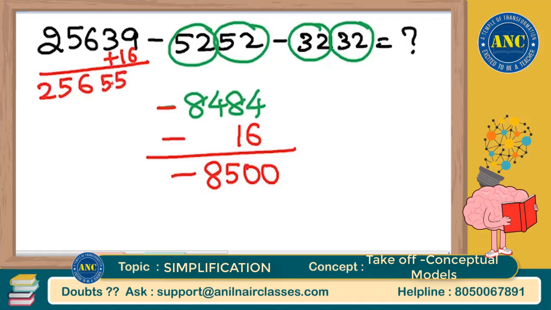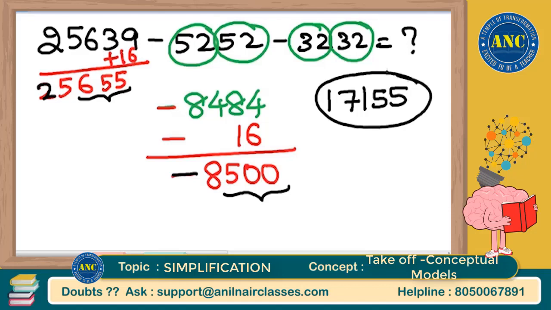25655. My final answer is: from 25,000 I subtracted 8,000, it is 17,000. From 655 I subtracted 500, it is 155. Very easily you will get it right, sir. Very fast, very easily you can arrive at all these answers once you understand the concept of giving it to other people or shifting to other people.